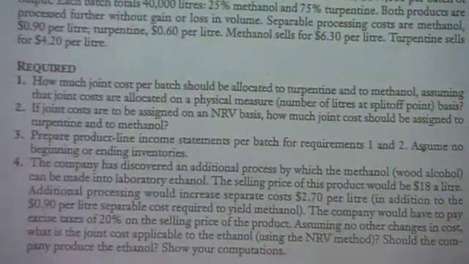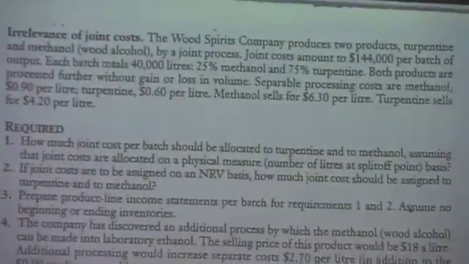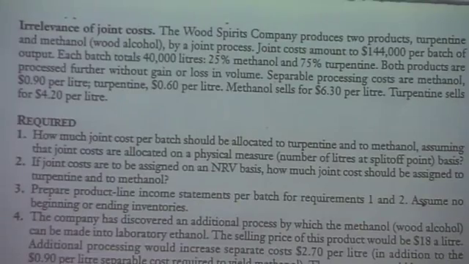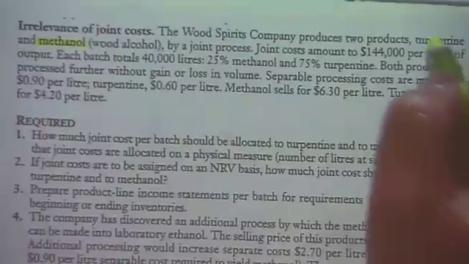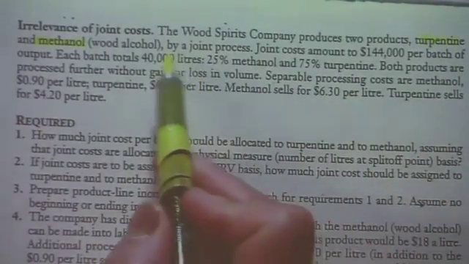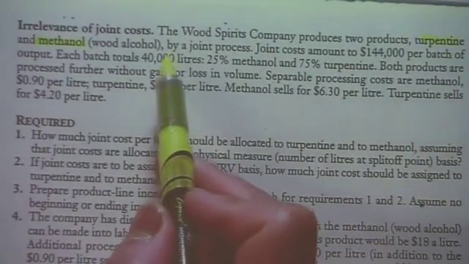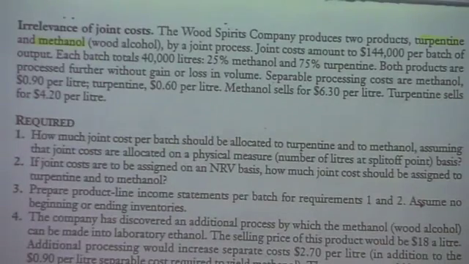So Wood Spirit produces two products, turpentine and methanol, by a joint process. So they have a joint process, and at the end of that joint process, they created two products, turpentine and methanol. Joint costs amount to $144,000 per batch of output.